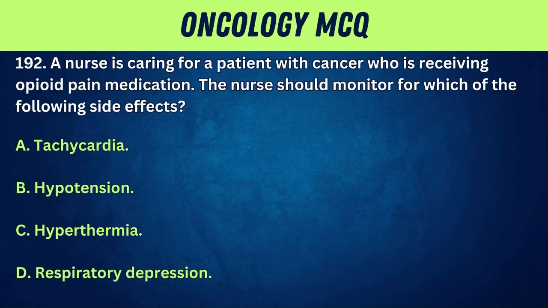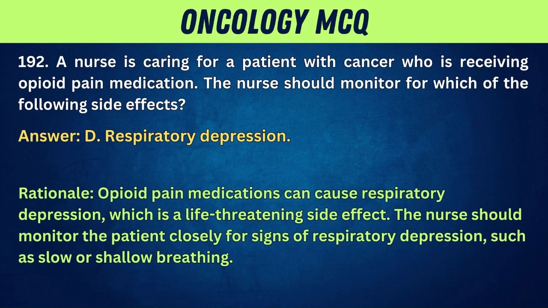192. A nurse is caring for a patient with cancer who is receiving opioid pain medication. The nurse should monitor for which of the following side effects? A. Tachycardia. B. Hypotension. C. Hyperthermia. D. Respiratory depression. Answer: D.